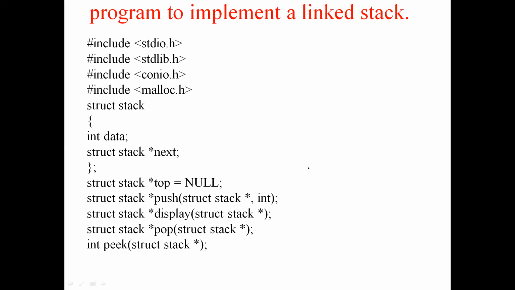Okay, so this is a program to implement a linked stack. Basically, if we say linked stack, by default this is a single linked list only. So what is the first thing declared? You know very well about this stack. They declared two members. One is data, an integer, and the other is struct stack. Okay, done.